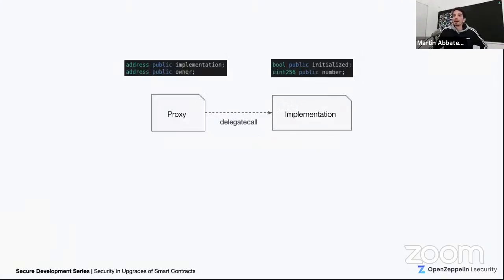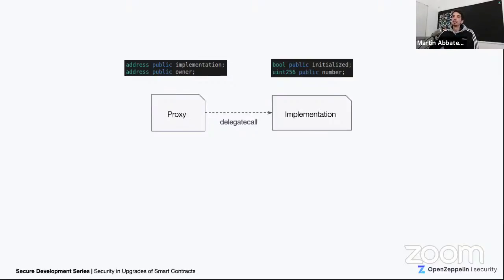Well, here we go. Let's see this diagram. You have a proxy that delegates call to an implementation. In the code of the proxy, you have two state variables defined, one called implementation, another one called owner, which is to some extent common to see in a proxy. And then you have an implementation contract that has an initialized Boolean flag as state, and also, let's say, a number or some other state values, related perhaps to the business logic of the implementation.